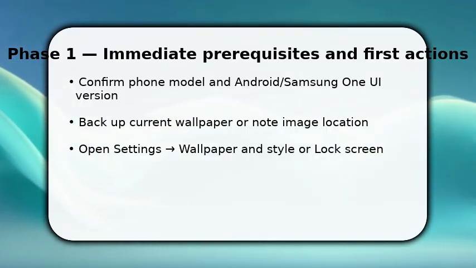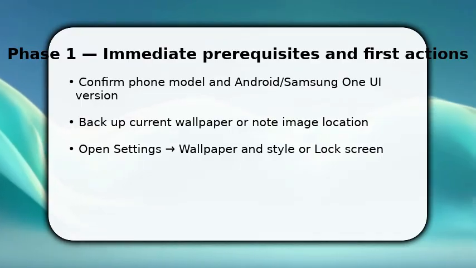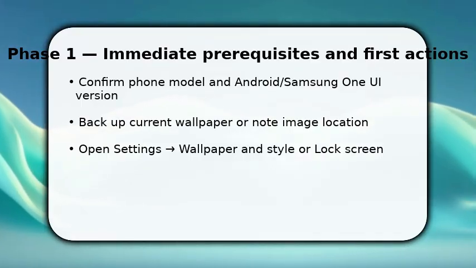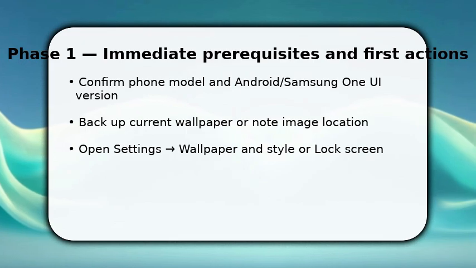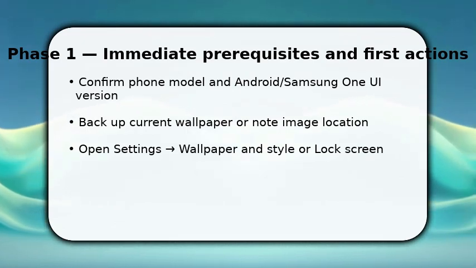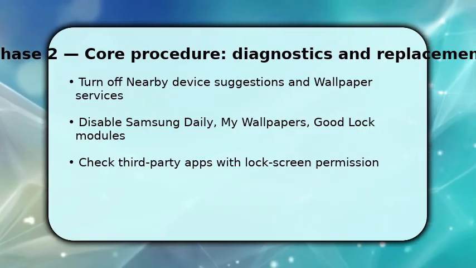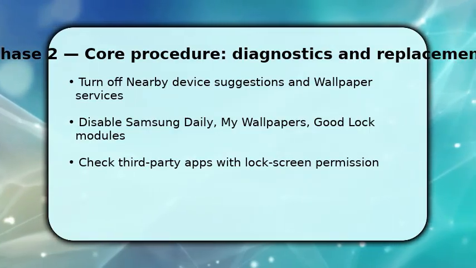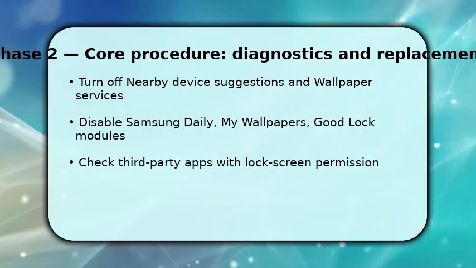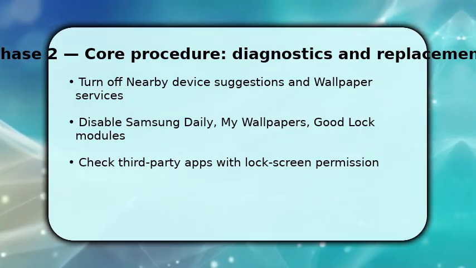You need to get into the correct screen now, so tap the Lock Screen entry and prepare to disable any automatic rotation or wallpaper providers that cause changes. You now remove the sources that change your wallpaper. First, turn off Samsung Daily or similar wallpaper services inside Wallpaper Settings.